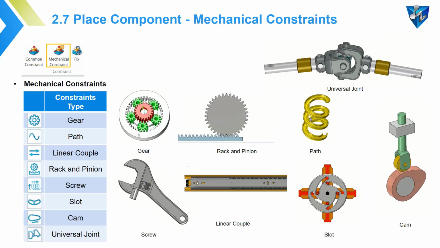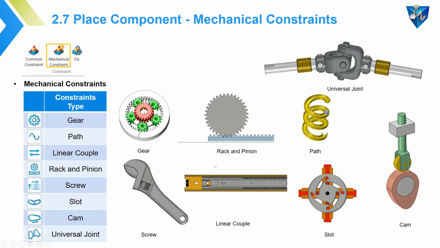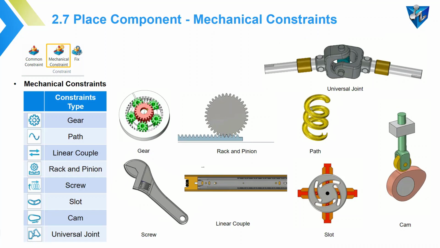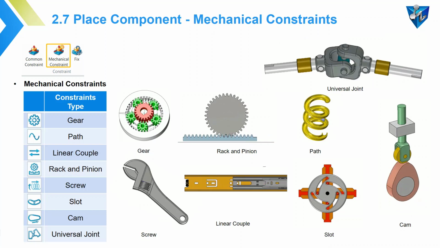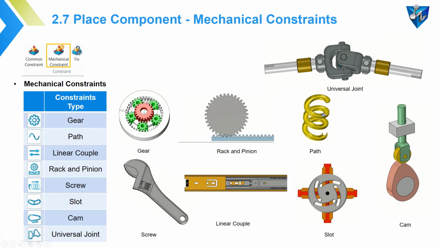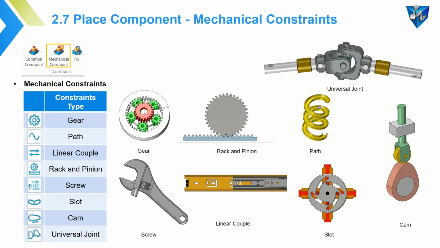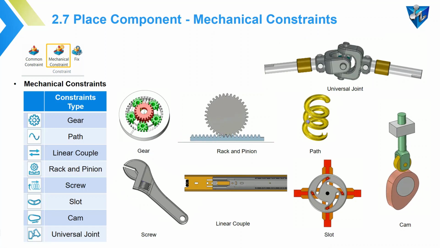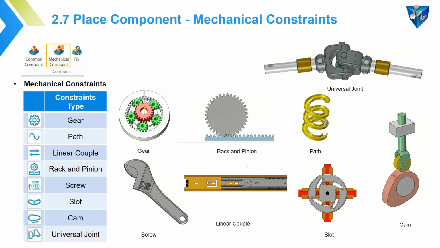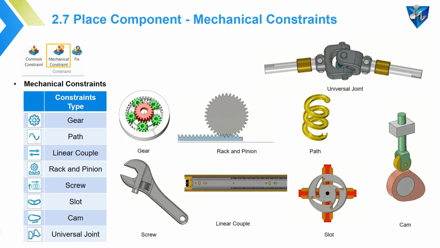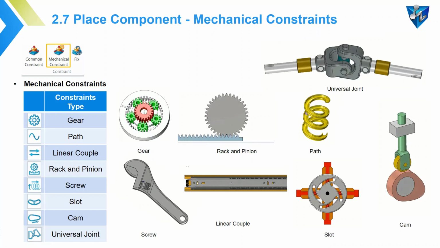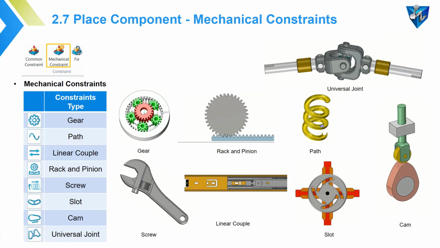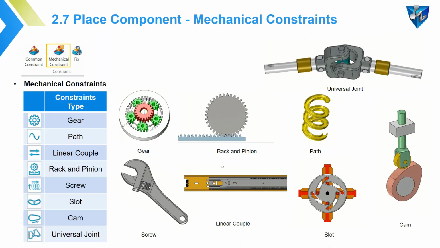And the next one is screw. Using screw, we can add relations for the rotation of one component and the linear translation of another component. And the next one is slot. Use it to confine bolt movement to the slot hole. Next one is cam. Use it to force a cylinder, datum, or point to coincide with or be tangent to a series of tangent surfaces.